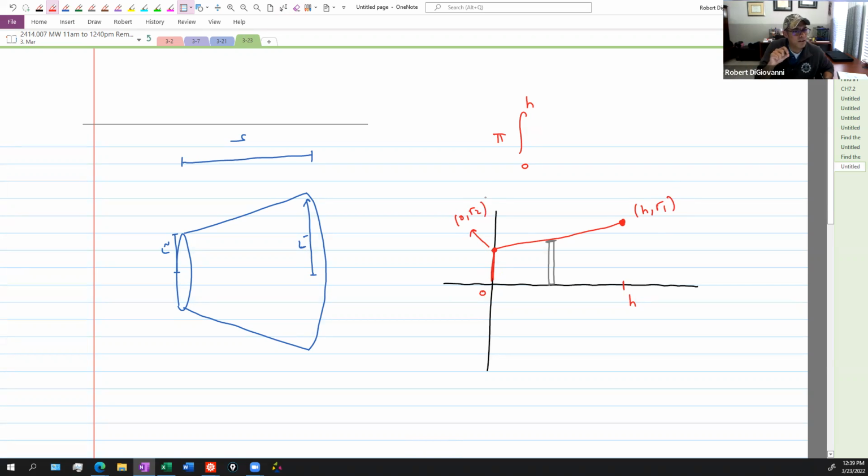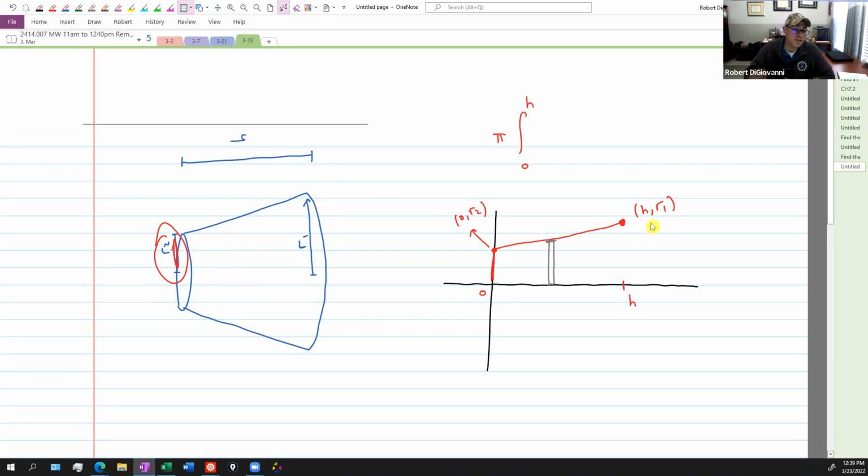You understand what I'm doing here? I know I'm out of time. R1 is this distance right here. Sorry, R2 is that distance. So I just said, take this point, go up R2, that's the point. And then if you move over H and go up R1, that's this point.